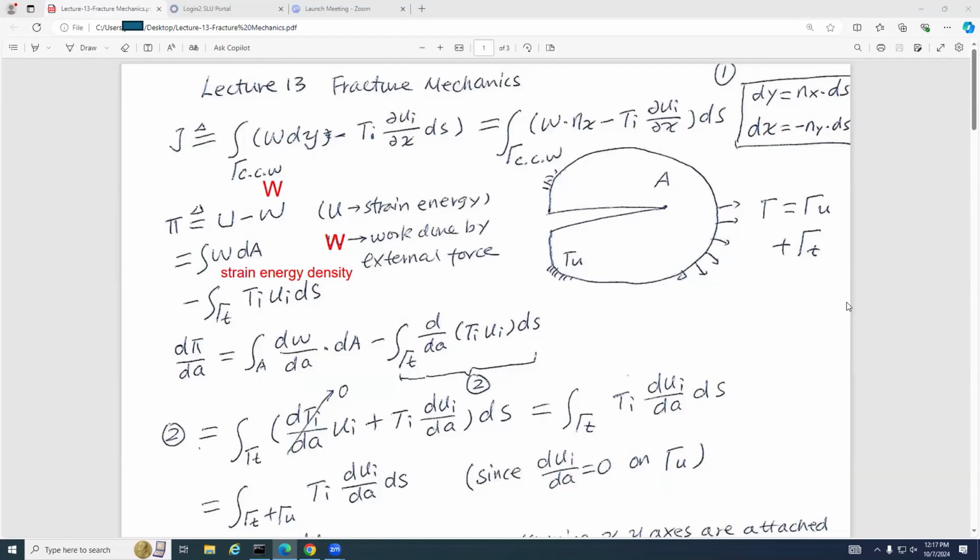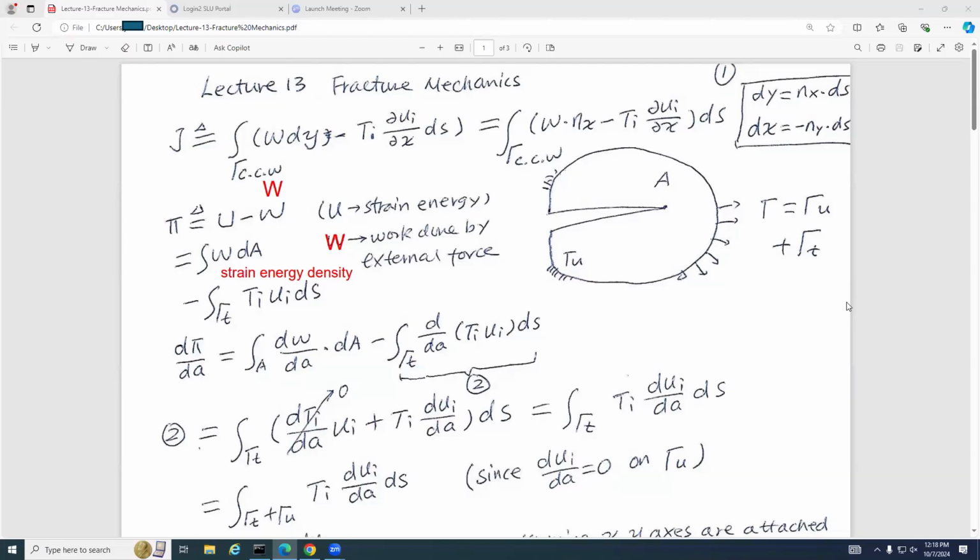Today, J is defined this way, okay? The contour is counterclockwise, and this is the path. We do the integral of omega dy minus Ti dui/dx ds, where ds is the arc increment. This can be written using nx and ny.